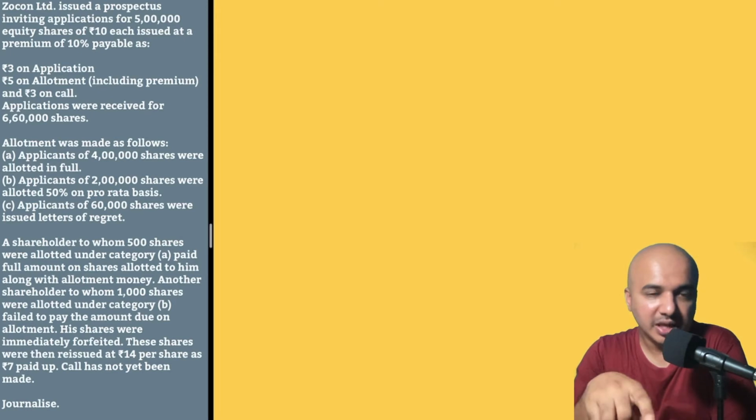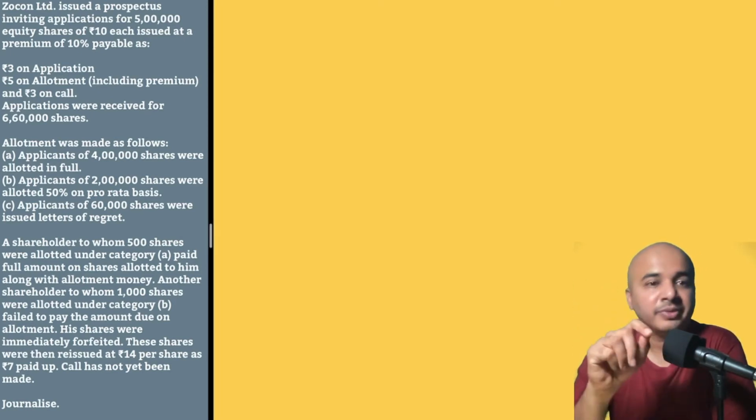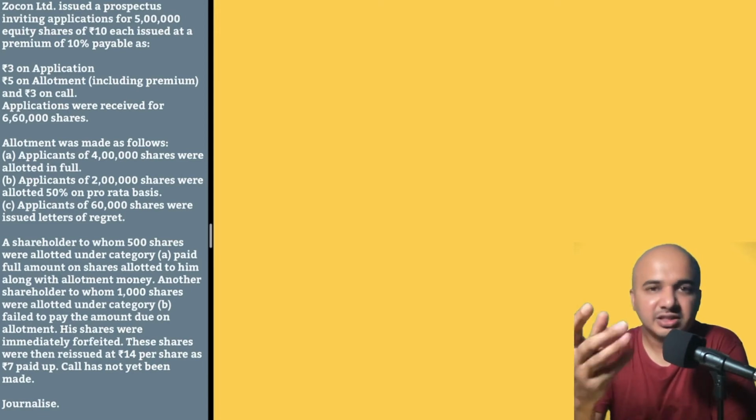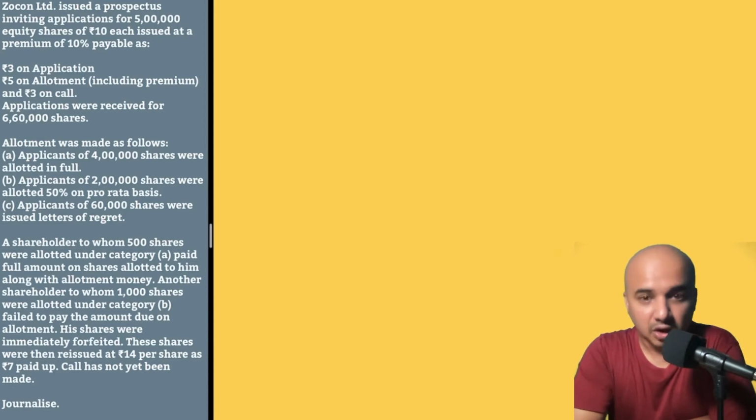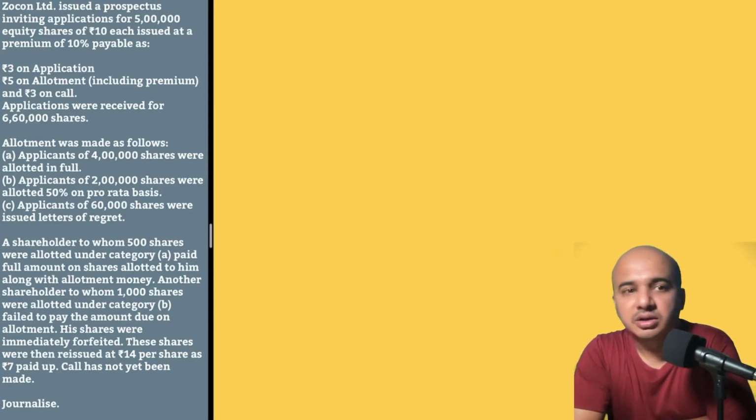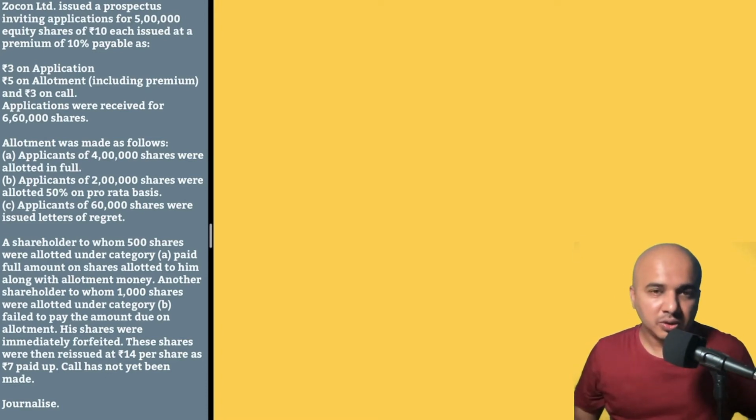In case of category B, it is 2:1 allotment, meaning you apply for 2 shares, you end up getting only 1. The money which you have paid in excess will be adjusted towards your future installments, mostly the allotment. And lastly, we rejected or refunded category C applications to the tune of 60,000. We have looked into the transactions till this point of time.